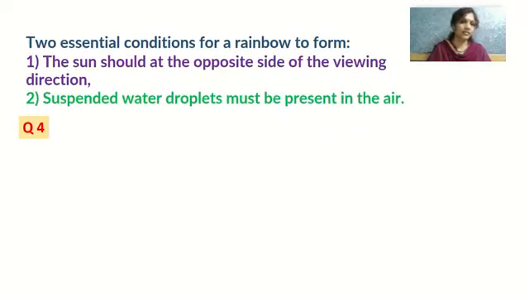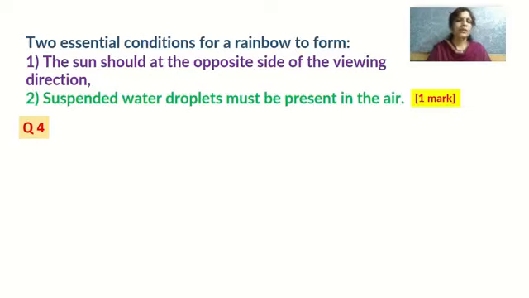This is the first condition. And second is suspended water droplets must be present in the air. So you can see a rainbow only after it rains. And for writing these 2 conditions, 1 mark will be given. And this is how 3 marks is divided into parts.